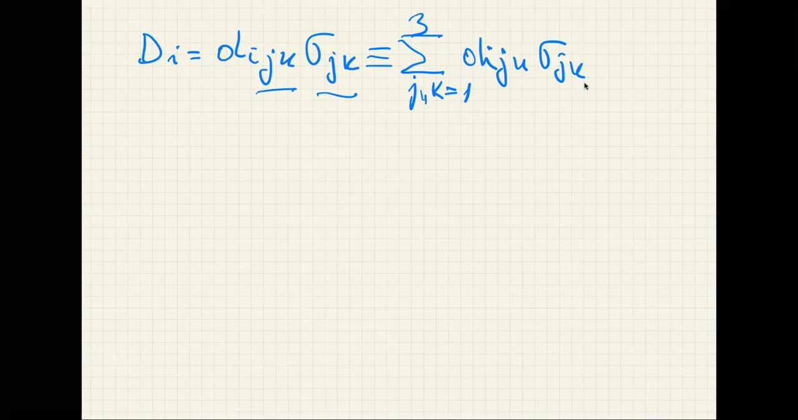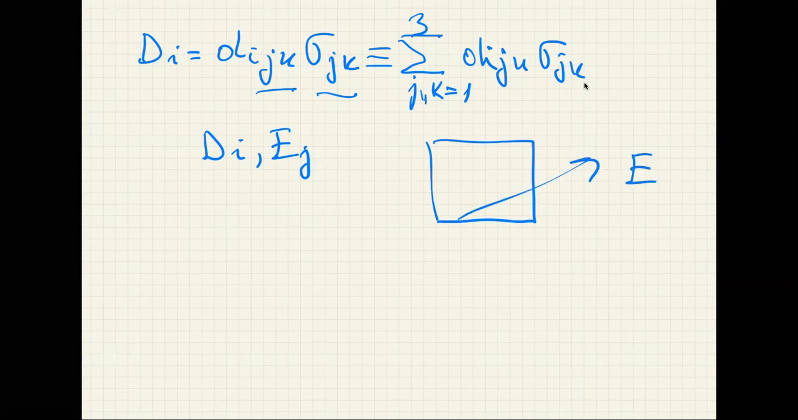And in general, if I'm writing D_i and E_j, that simply means that for an arbitrary direction of the electric field vector, the electric displacement vector can be in some other arbitrary direction; they don't have to be aligned, and that simply reflects anisotropy of the material.